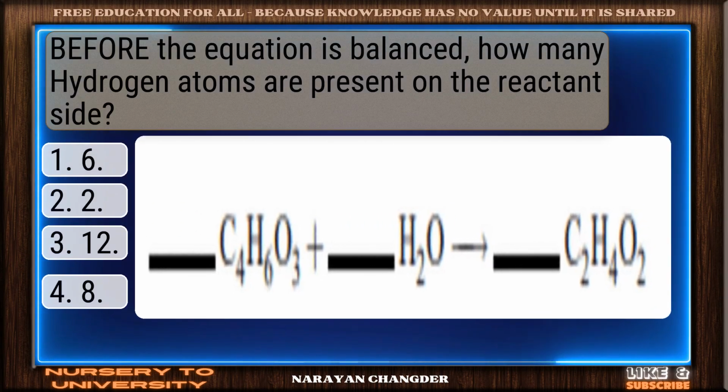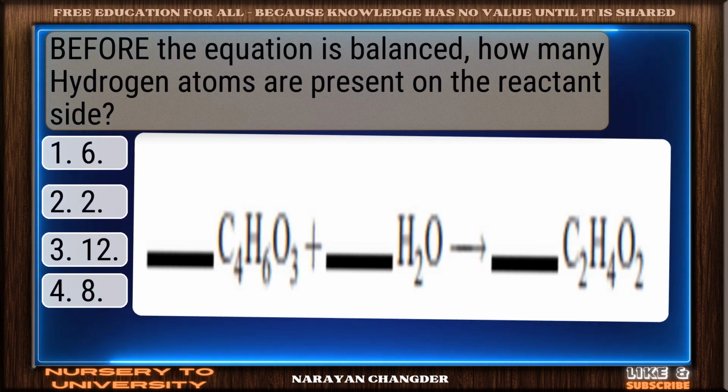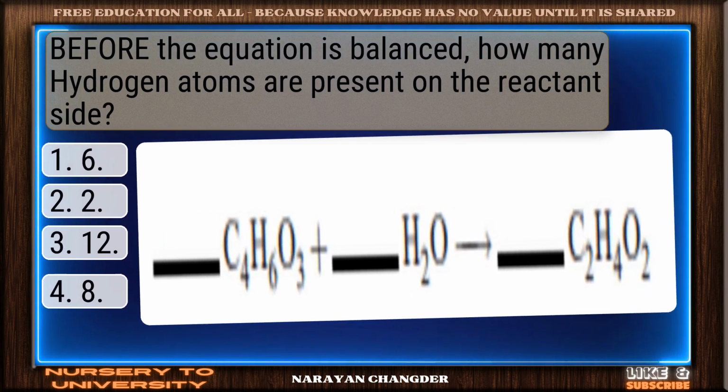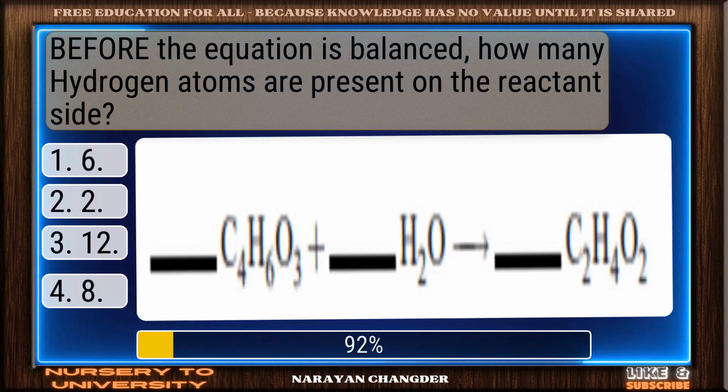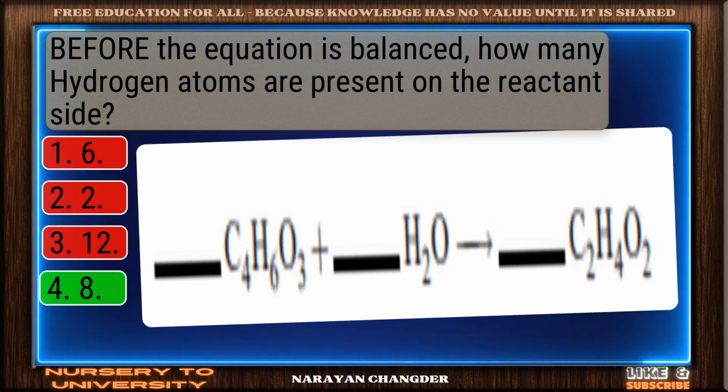Before the equation is balanced, how many hydrogen atoms are present on the reactant side? Good thinking. 8 is right.